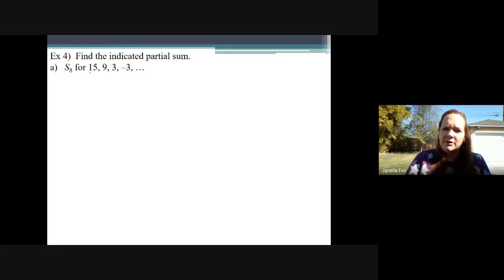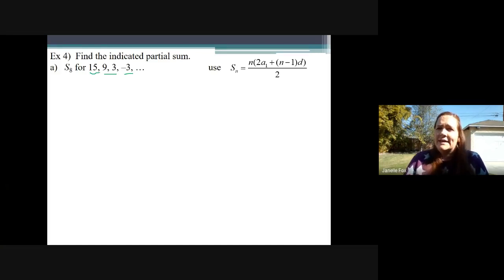So let's kind of look at the numbers. If you have a 15, then a 9, then a 3, then a negative 3, it looks like, guys, it's an arithmetic sequence, right? For sure. And it looks like the common difference is we're going down by 6, okay? So what I'm thinking on this one is I'm going to use this formula. They didn't quite give me the rule, and I don't want to take time to find the rule.